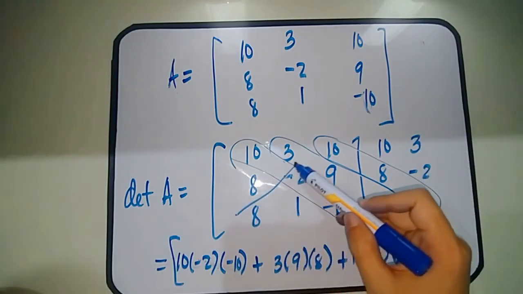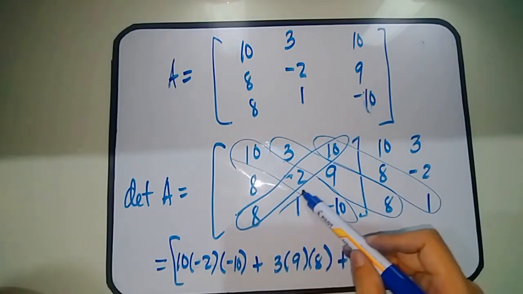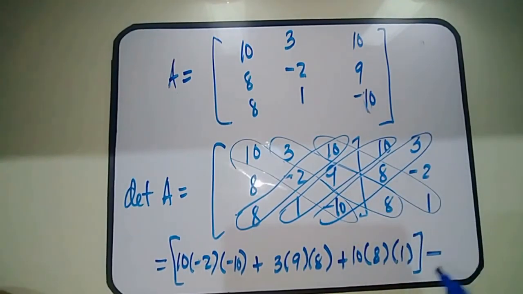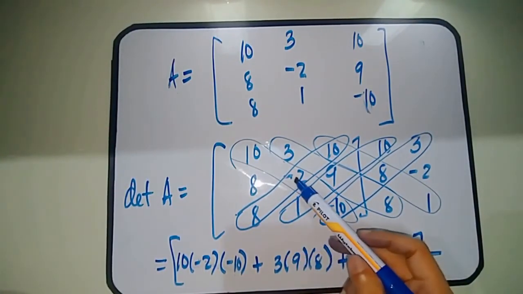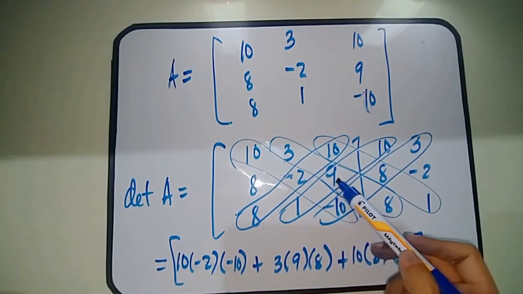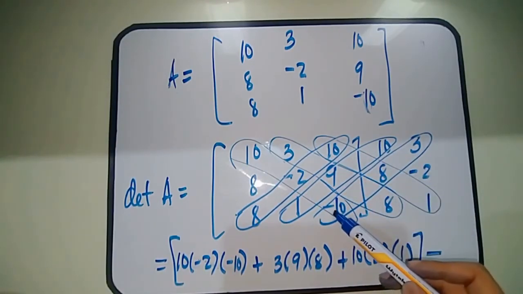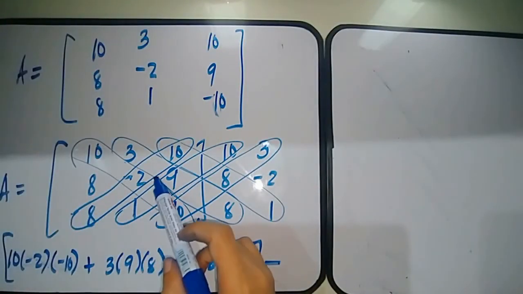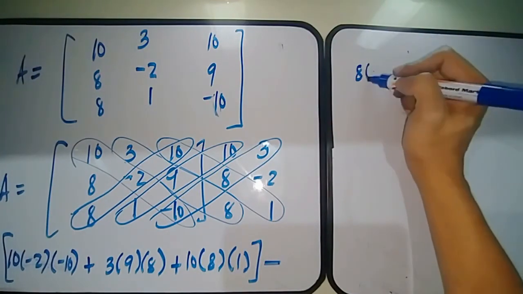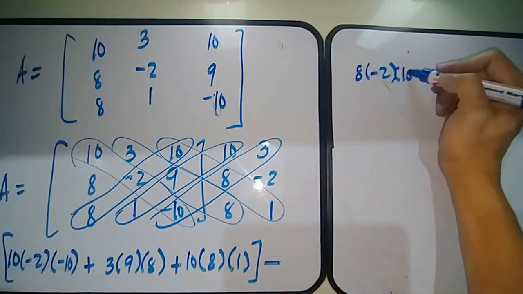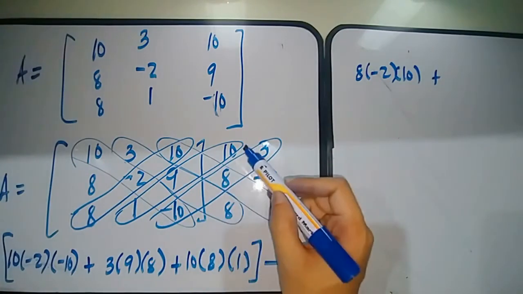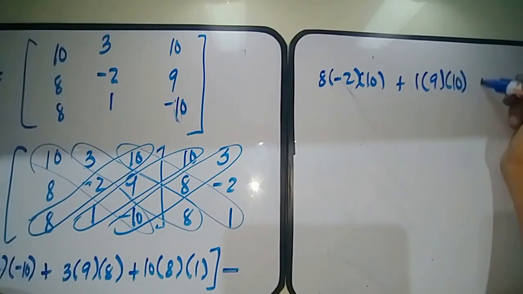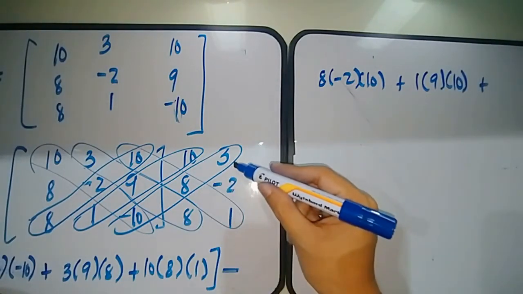We have here this, you have this, you have this, and you have this. So, three of them. You have here 8 times negative 2 times 10 plus 1 times 9 times 10 plus negative 10 times 8 times 3. So, for our left side, guys, you have here 8 times negative 2 times 10, plus 1 times 9 times 10, plus negative 10 times 8 times 3.